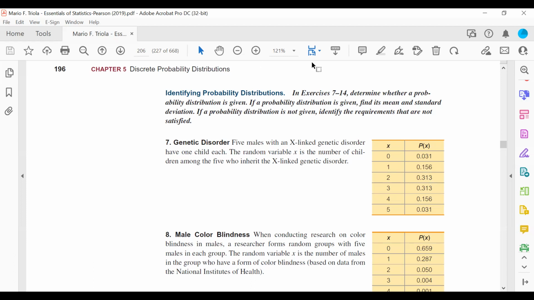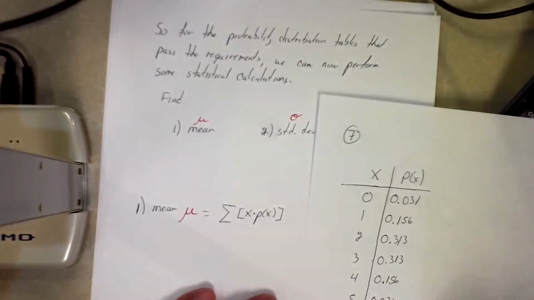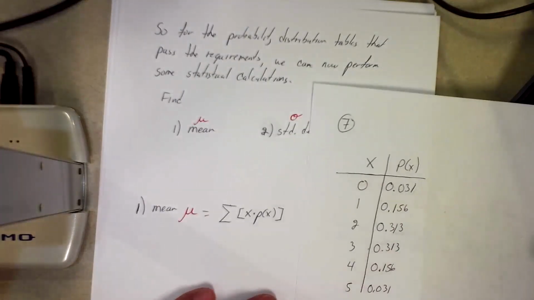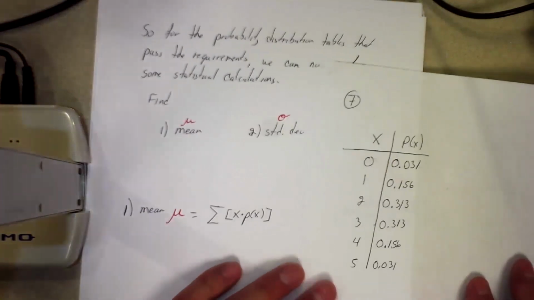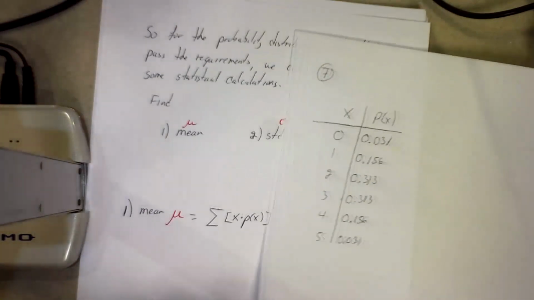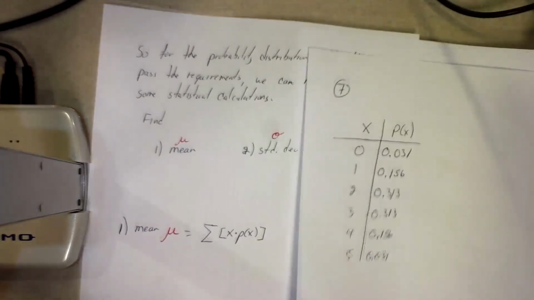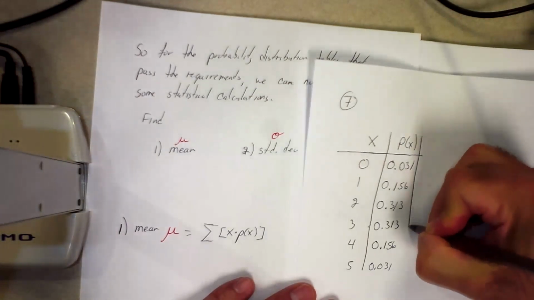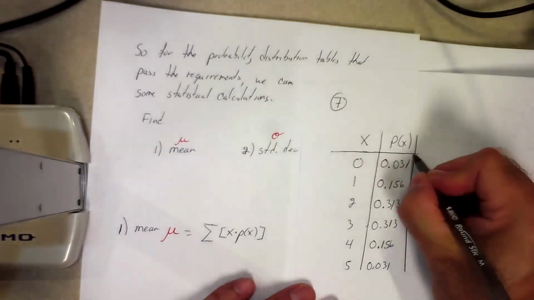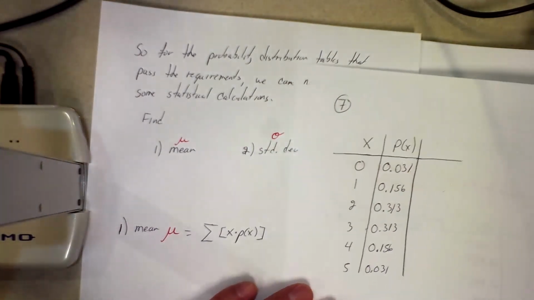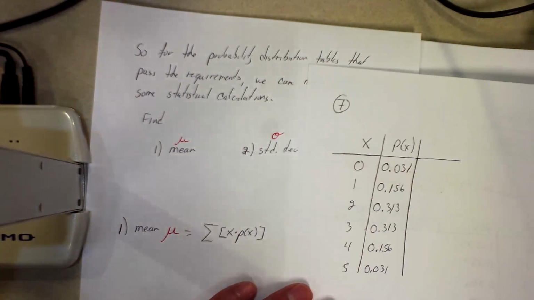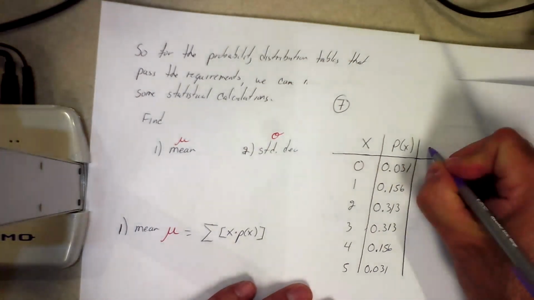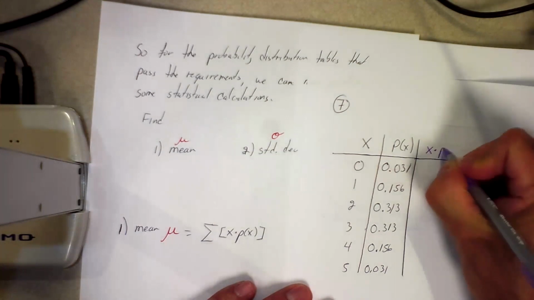All right, so I wrote down my table, and now I'm gonna find the mean. Here's my formula. Here's my table. You are going to have to create a column. So I'm going to create a new column, and I'm going to multiply each of my x with the p of x. I'm multiplying x times p of x.